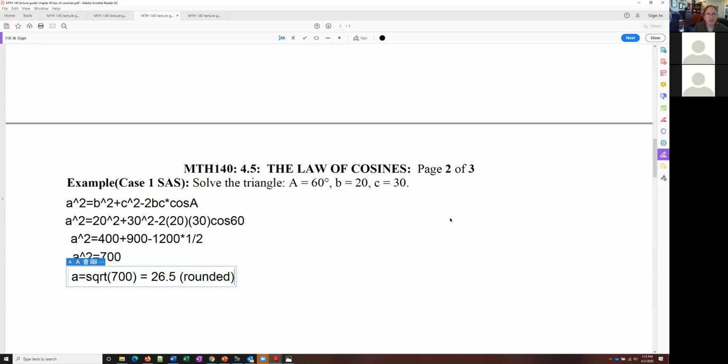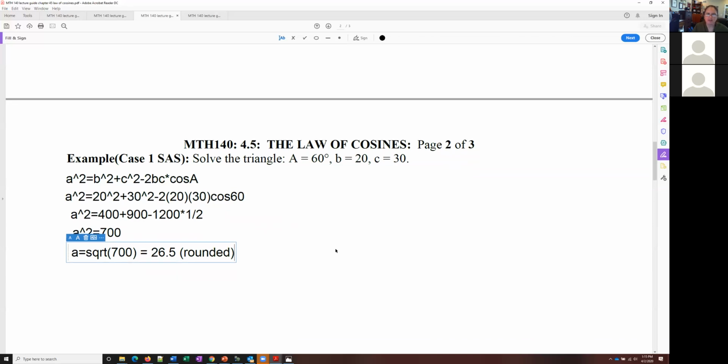All right, so now we know what a is. We still need to figure out the angles. And the way to find the angles is to actually use the law of sines. So even though that was from the last section, we're still going to be using that. And remember, the law of sines said that the sine of angle A divided by side a equals sine of angle B divided by side b.